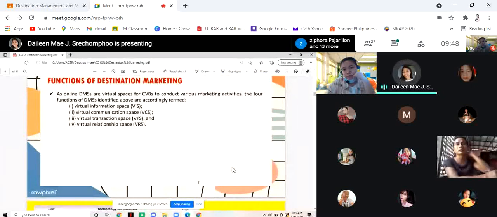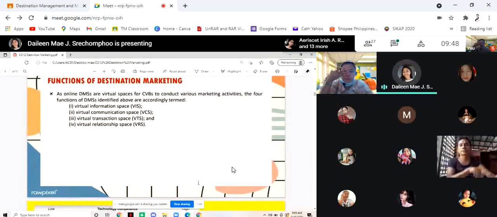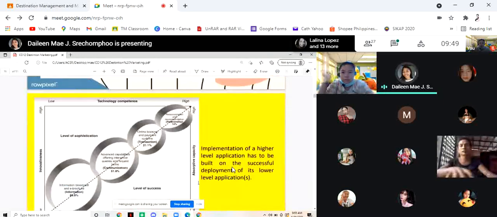Tapos, as online DMS are virtual spaces for CVBs to conduct various marketing activities, the four functions of DMS identified above are accordingly termed virtual. Ito yung mga functions ng DMS. Virtual Information System, Virtual Communication System, Virtual Transaction Space, at Virtual Relationship Space.